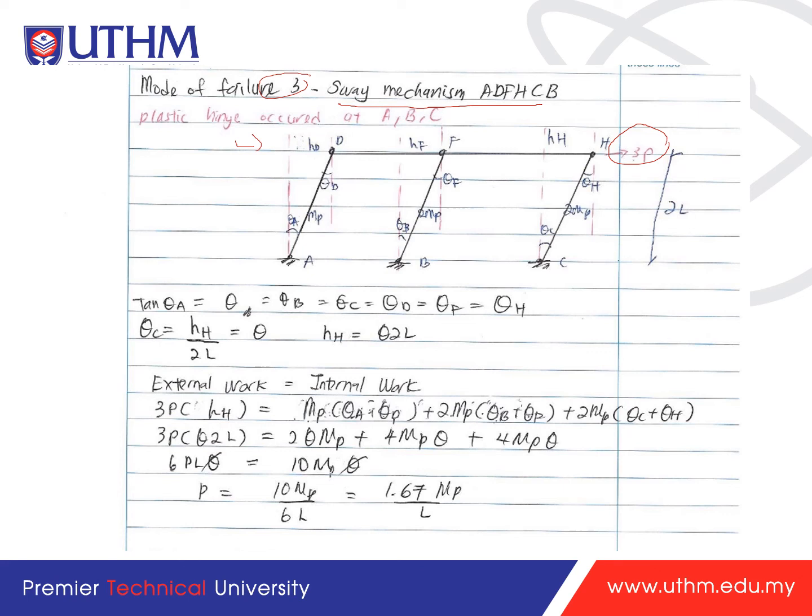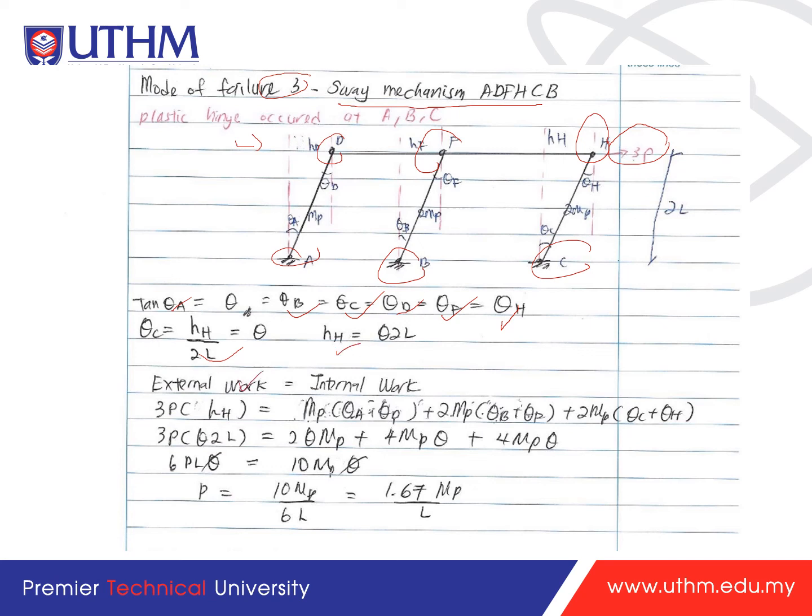So the MP occurred will be here at A, D, F, B, hash and C. So you have to obtain the theta A, theta P, theta C, theta D, theta F, theta hash. And then all are the same. We assume that they have the same theta, and then theta C we found out the value is equal to theta, so HF is equal to 2 theta L.